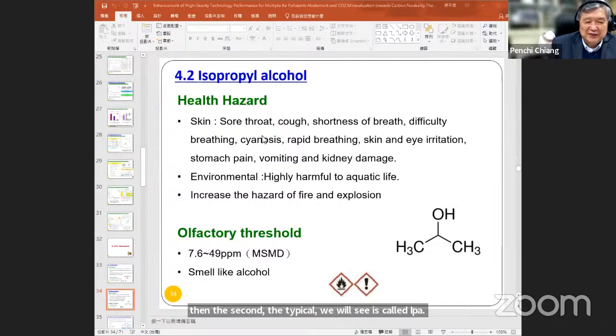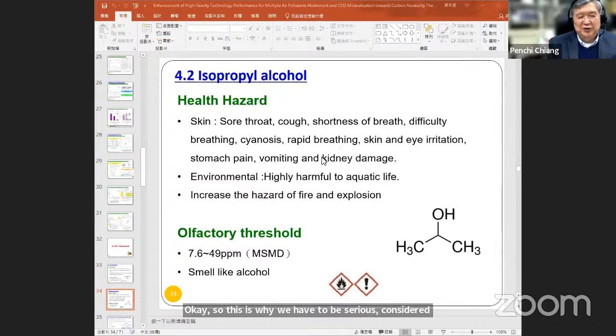Okay, so that's just kind of the problems and issues associated with human skin. You can see it is causing lots of adverse effects on human health. So this is why we have to be seriously concerned about the IPA.